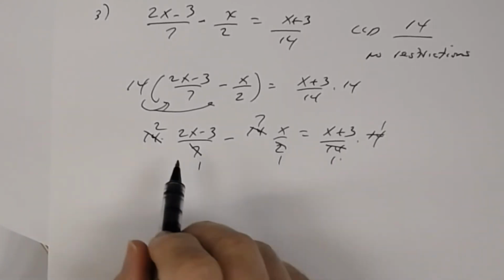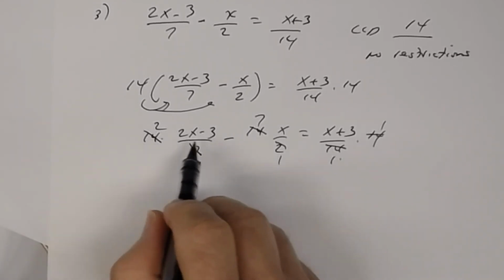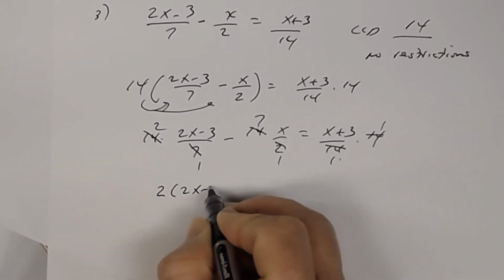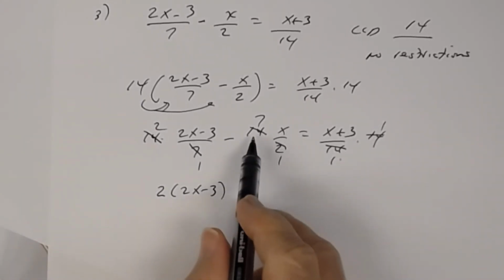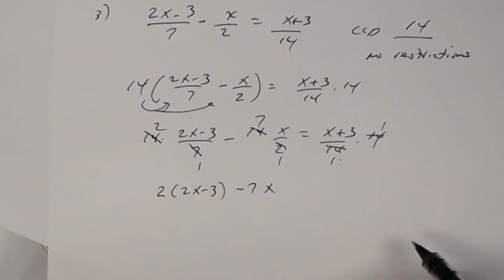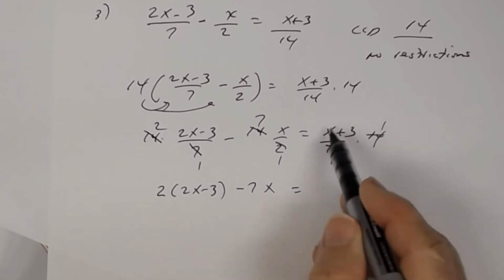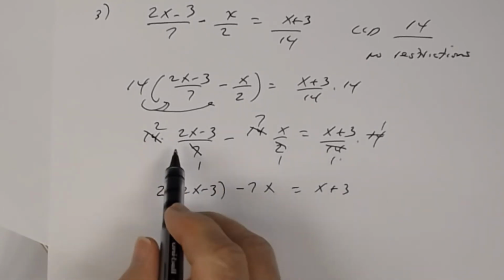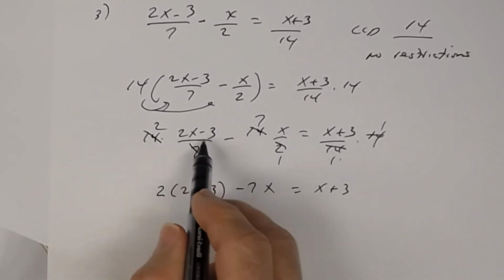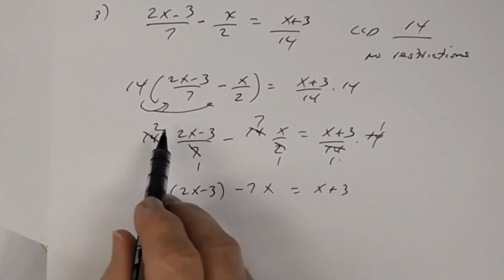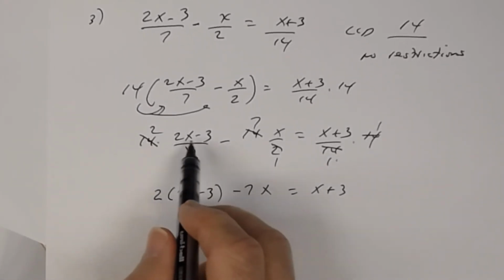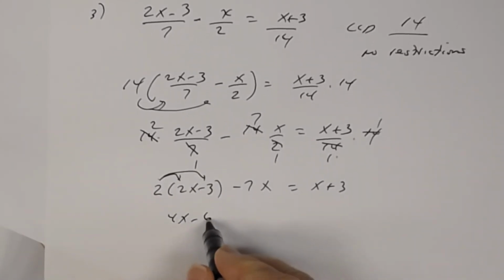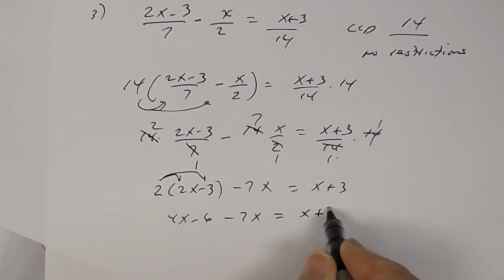14 over 14 is 1. Now you got to be careful here. See, this is 2 times 2x minus 3. So you need to put that 2x minus 3 in parentheses. So that's 2 times 2x minus 3. Okay? Minus 7 times x, that's minus 7x, equal, and this is x plus 3 times 1, which is just x plus 3. I need a parentheses here because this 2x is being multiplied by 2, and also this negative 3 is being multiplied by 2. So you got to be careful. Don't think that this is just 4x minus 3. It's not. It is 4x minus 6. 4x minus 6, and then minus 7x equal x plus 3.